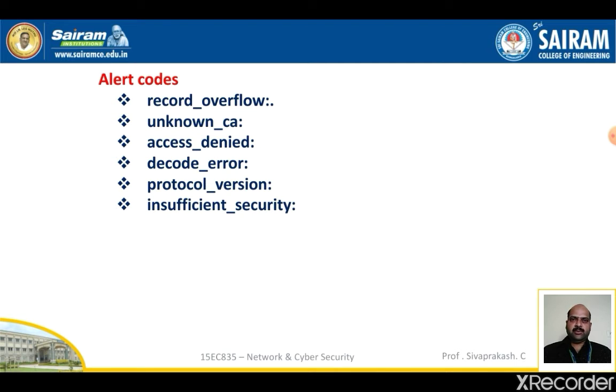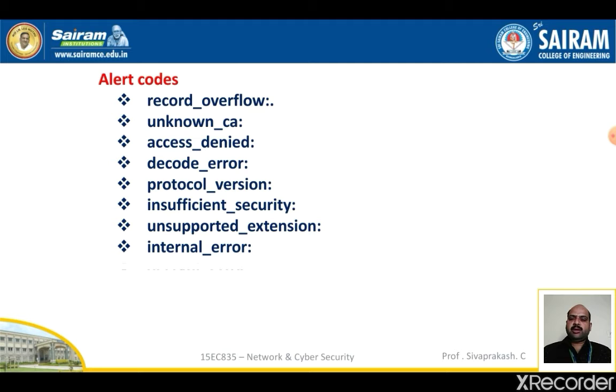Insufficient security. Returned instead of handshake failure when a negotiation has failed specifically because the server requires ciphers more secure than those supported by the client. Unsupported extension. Sent by clients that receive an extended server hello containing an extension not in the corresponding client hello. Internal error. An internal error unrelated to the peer or the correctness of the protocol makes it impossible to continue.